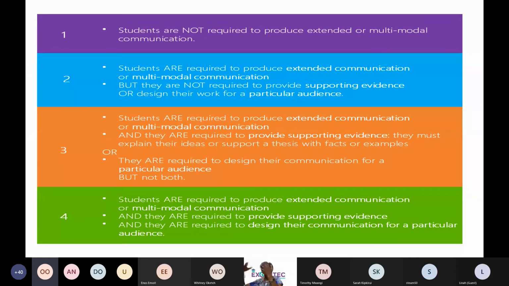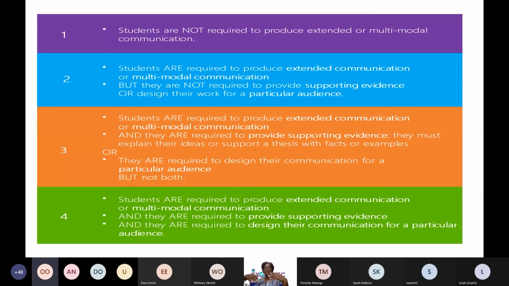They have to put this information in a medium, as a presentation, in a permanent format. So when your students are required to do that, then you are at level 2. They are required to produce the extended or multimodal communication, but they don't really have to produce supporting evidence, or they are not designing their work to a particular audience. So that's basic level 2. That's basic, where this is available.